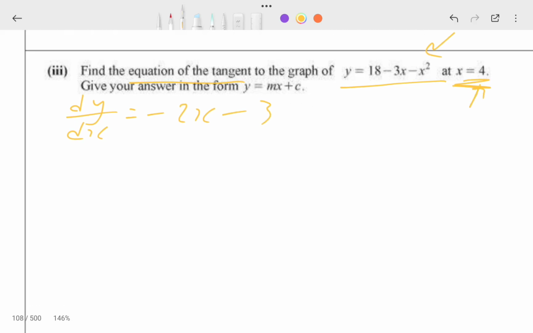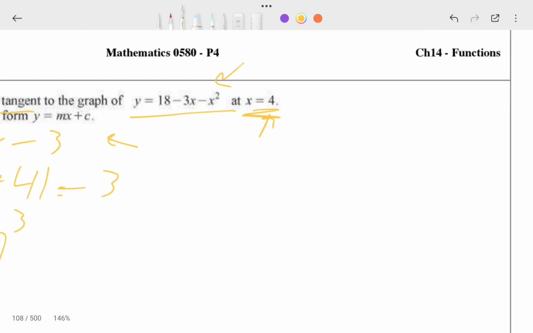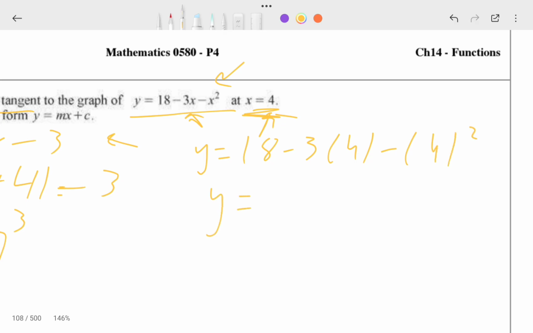So now we will put x is equal to 4 in this equation. So minus 2 times 4 minus 3. So this will give us minus 8 minus 3 and minus 11. Okay, this is our gradient. And we can find the coordinate by putting x is equal to 4 in this equation. So 18 minus 3 times 4 minus 4 square, so y will be equal to 18 minus 12 minus 16, y will be equal to minus 10.